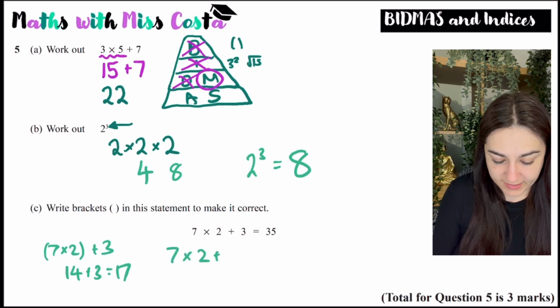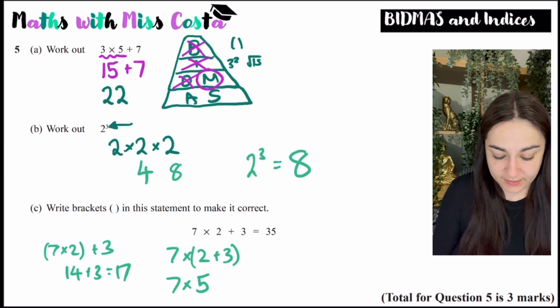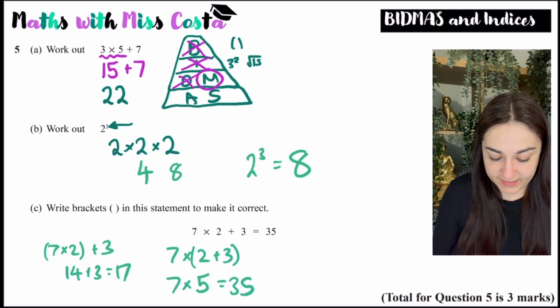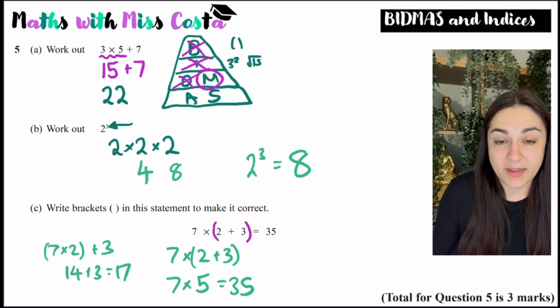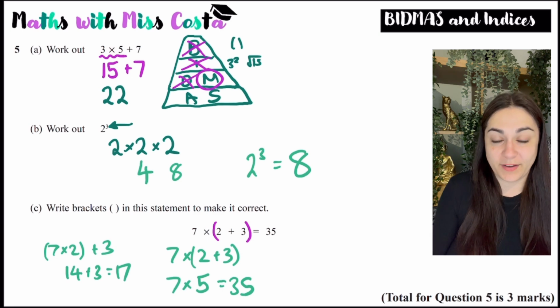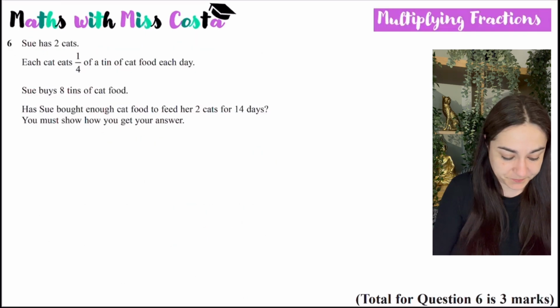If I put the brackets in between the 2 and the 3, like that, that would end up being 7 times whatever 2 plus 3 is, 5. And 7 times 5 is 35. So I know that I'm going to need to put my brackets in here. If you're ever a little bit confused, just try out some variations and see which one works.